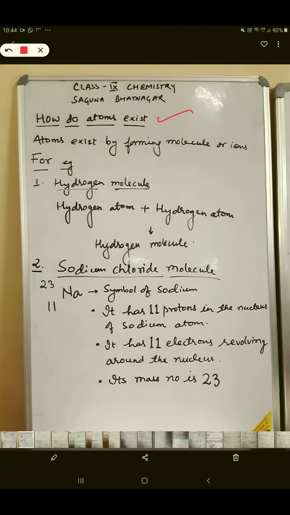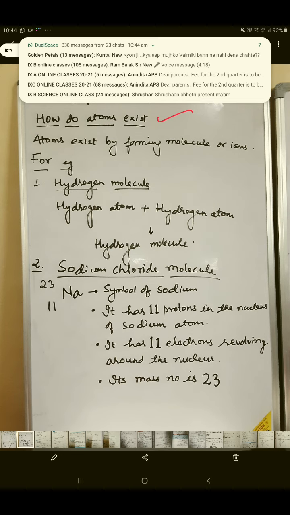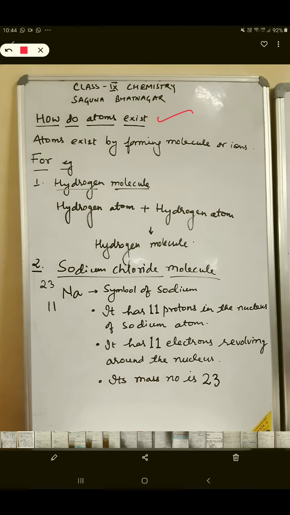You can, as per the rule you are going to study in the structure of atom chapter, students, the next chapter. How electrons are distributed in an atom, that you are going to study in the chapter structure of atom. Here you are going to study only formation of ions and formation of molecules. So students, atoms exist by forming molecules or ions.